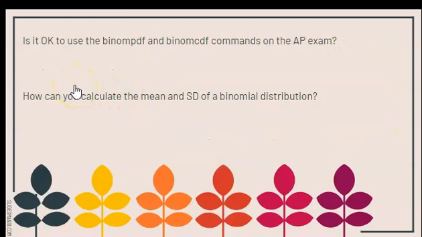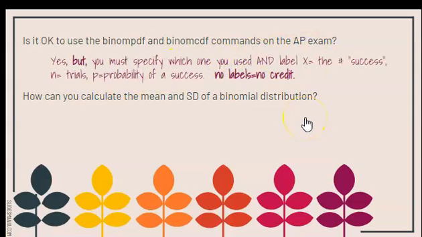Is it okay to use the binomial PDF and CDF on the exam? Yes, it is, but you have to be careful. You have to show adequate work, otherwise it won't give you credit. What do I mean by that? You have to be clear and label, did you use the binomial PDF or CDF? And you have to label, what does X represent? In this case, how many times out of the 10 did it land on black? Don't just say success. Explain what the success is in context of the question. And you have to clearly define how many trials, what's the probability of a success, and how many successes we're wanting. No labels, no credit, seriously.